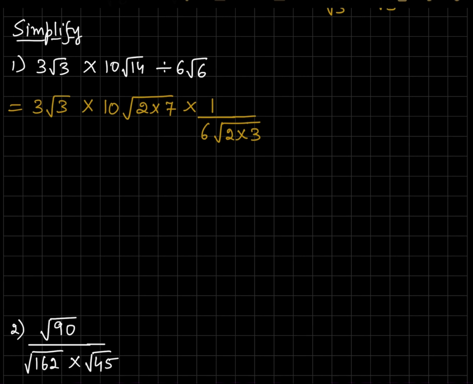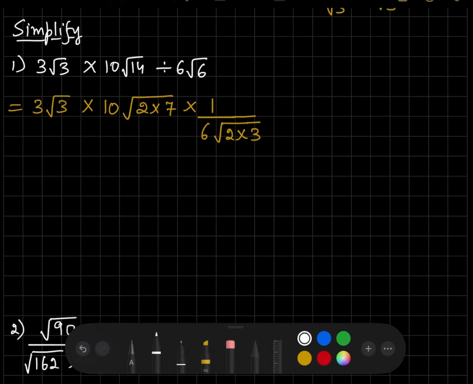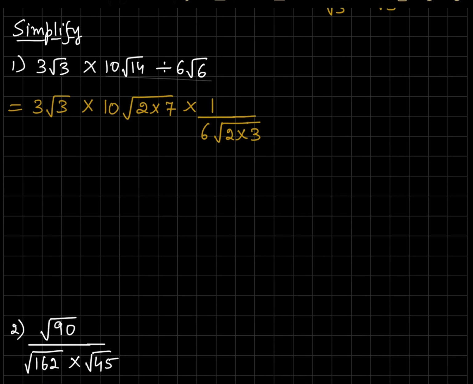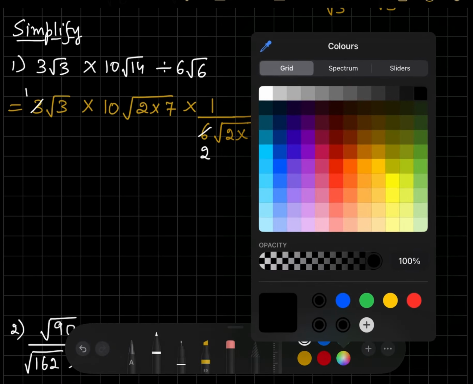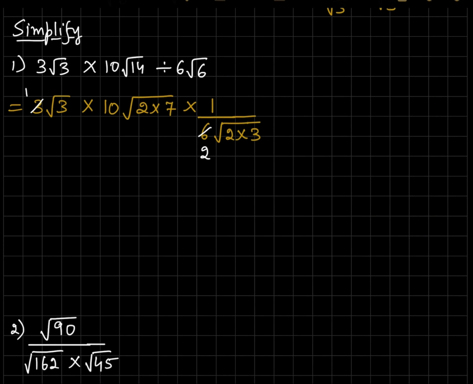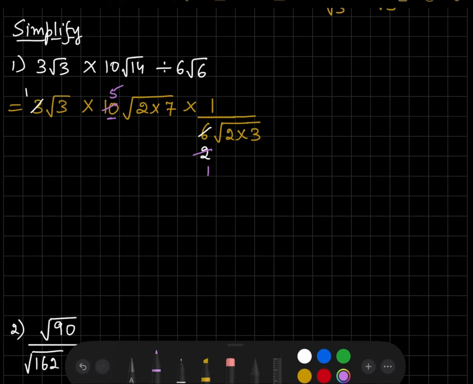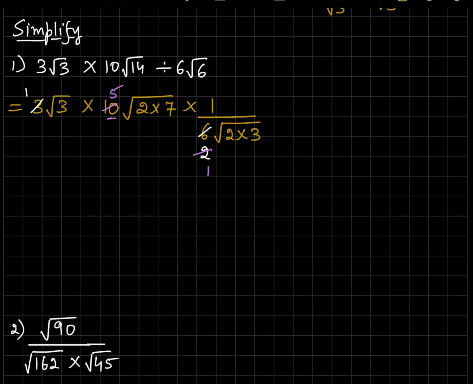Now we can simply do the cancellations as we do usually. I can cancel this: 3 times 3 ones are 3 and 3 twos are 6. Okay, this is done. Then I can cancel this 2 and 10: 2 ones are 2 and 2 fives are 10. Clear? So let us leave it till here, and then we will do further.